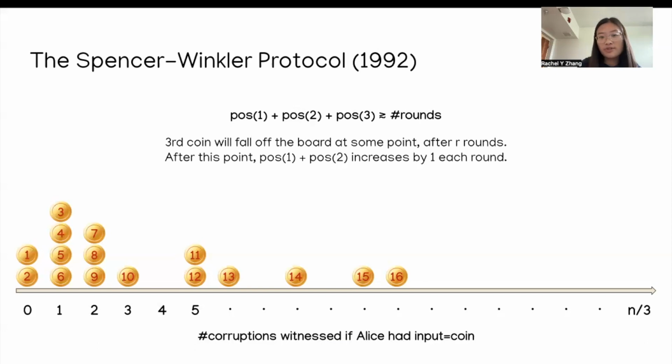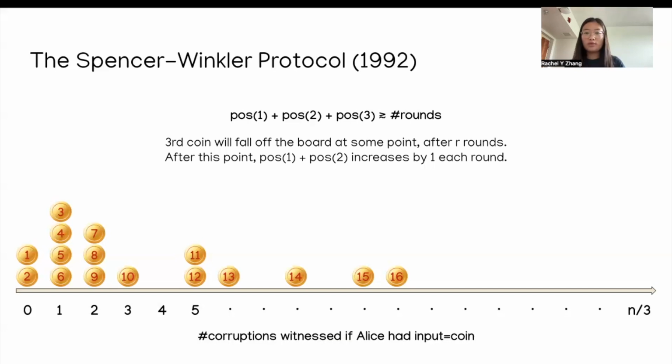Because these first 3 coins have to be at least the number of rounds at every time step, this means that at some point in time, the 3rd coin has to fall off the board, because there's n rounds and the 3 coins have to have positions adding up to n. And suppose that it falls off after r rounds. So at this point, you're always going to be sending either even or odd. So for the positions of the first 2 coins, one of them has to witness a corruption. So these are going to increase by 1 each round.